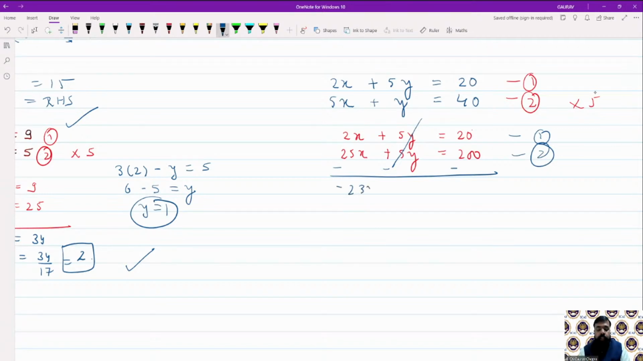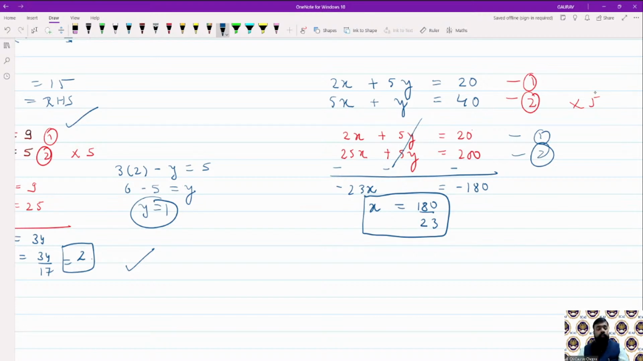So what is left? Minus 23x is equal to minus 180. Therefore, the value of x will be 180 upon 23. So this will be the correct value of x.